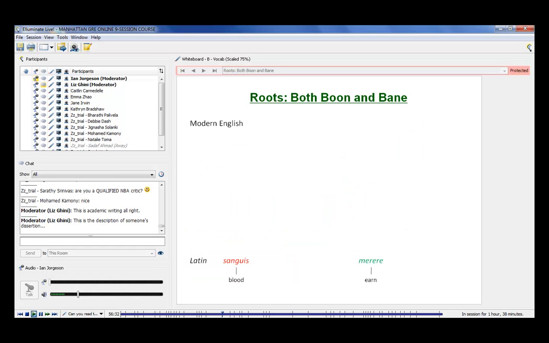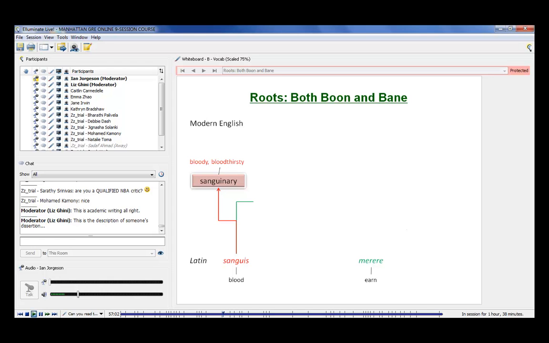All right, not to scare you, but moving on, we also have issues with roots, right? And roots can be both helpful and problematic. So let me give you an example of that. Here's the Latin word sanguis, which has to do with blood. And the English word that we get from there is sanguinary. Sanguinary means bloody or bloodthirsty. Okay, you can remember that. Sanguis means blood. The English word sanguinary means bloodthirsty.